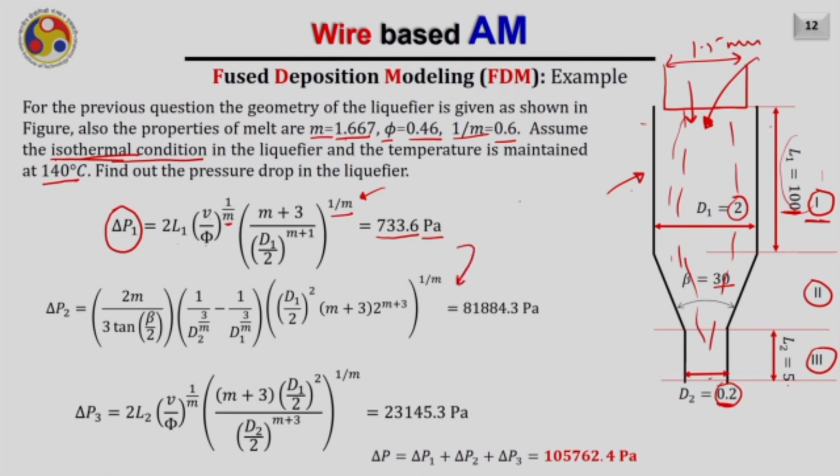Similarly, for other zones I have calculated, the pressure drop required in zone 2 is given by this value, and the pressure drop required in zone 3 is coming to be this value. So the total pressure drop required to pass the melt through this liquefier will be equal to delta P1 plus delta P2 plus delta P3, and as a result you will obtain this value for the pressure drop. Please note that this calculation is for the steady state, not when you are suddenly changing the velocity.